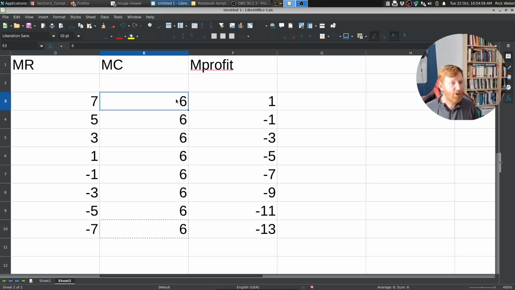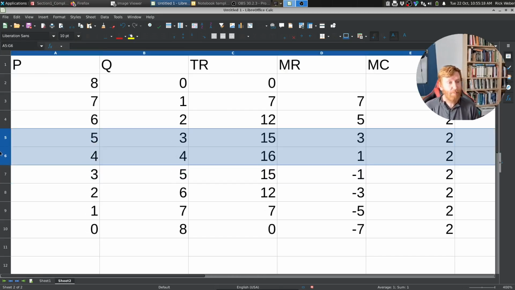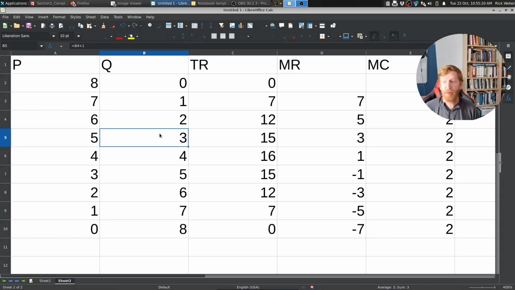If our marginal cost was $2, in that case, selling one unit adds $5 of profit. Selling a second unit adds another $3 of profit because it adds $5 to our total revenue minus $2 to our additional costs, $3 extra of profit. $1 for the next unit. So in this case, our profit maximizing quantity is going to be 3 at a price of 5.